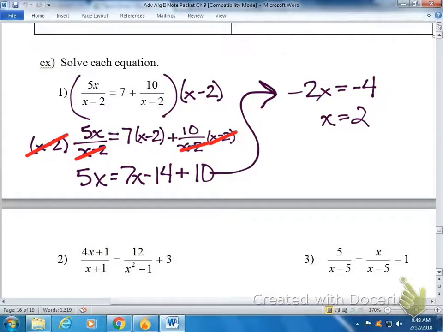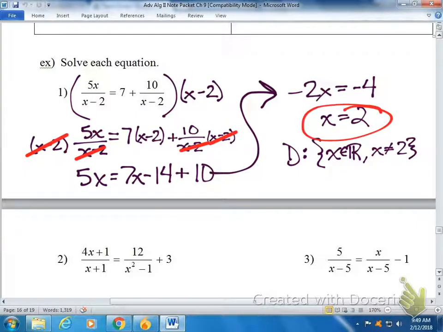We need to recognize, okay, what was the domain? The domain in this problem, if I look at these denominators, in order to not be undefined, I can have any real number except 2. So there's the red flag. That's not good. We solved and got an answer of 2, but technically it's not a solution because it makes the problem undefined when you recheck it. So this is a no solution problem.